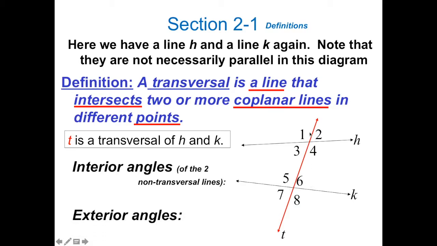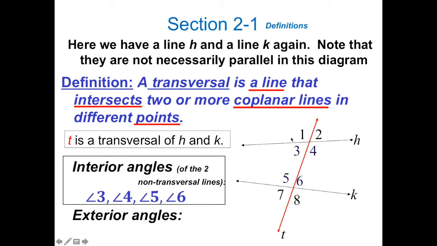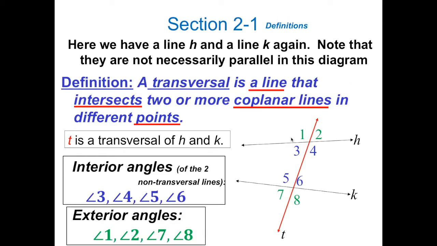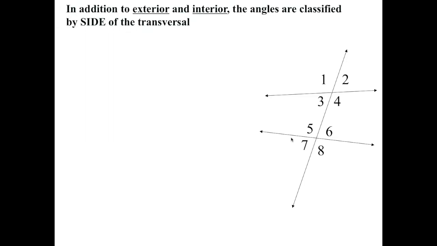And exterior angles are just going to be outside of the two non-transversal lines in this series of two lines cut by a transversal. So angles 1 and 2 and 7 and 8, those are going to be your exterior angles. And that'll be important. We'll talk about that next section as well, and proving things when we have parallel lines. Okie dokie. Let's do it here because there's more.